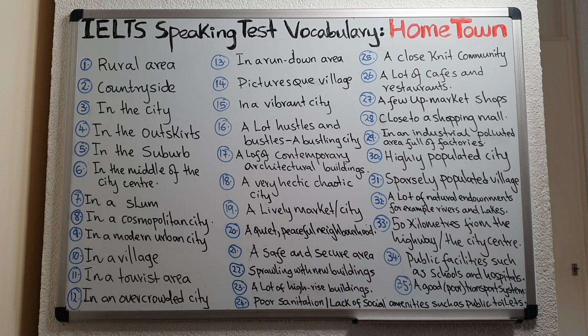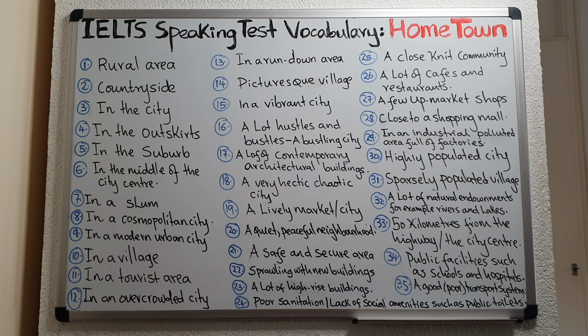So you can say I live 50 kilometers from the highway. For example, if you live in the outskirts or if you live in the countryside, you can say actually I live about 100 kilometers from the highway. Okay. Now, number 34. Public facilities such as schools and hospitals.